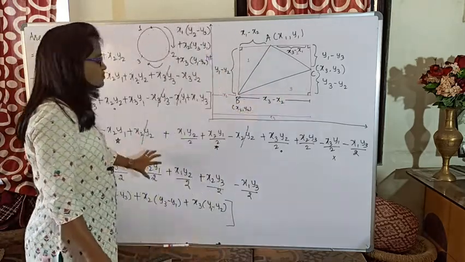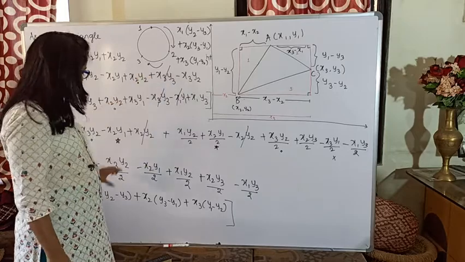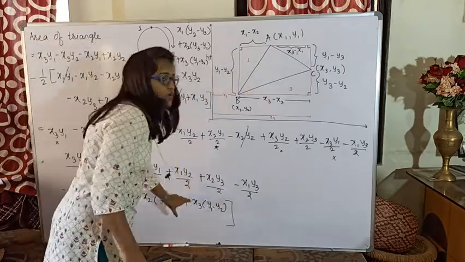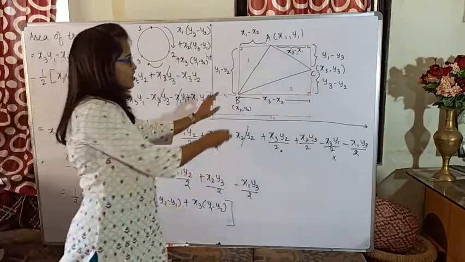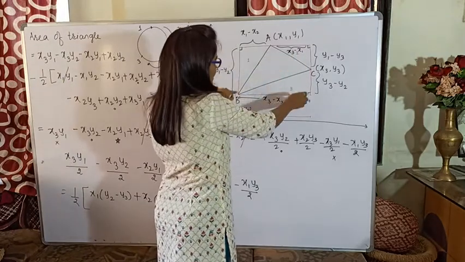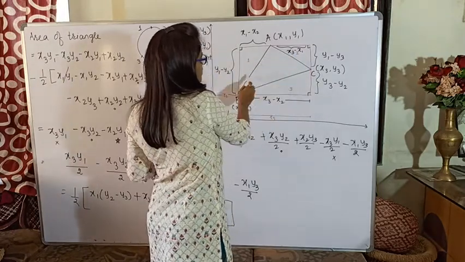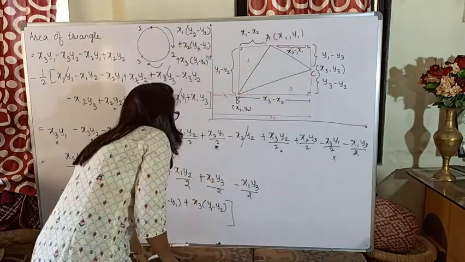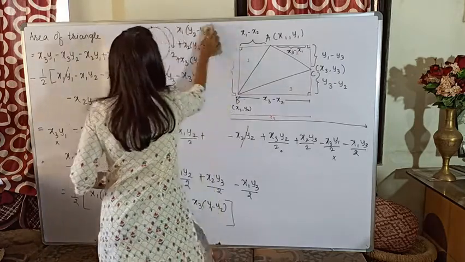So this is just a simplification part. The main thing is you should be able to understand how we have derived this formula. So we have considered a triangle, a rectangle, and subtracting the areas of these three triangles, we have got the area of the inside triangle.